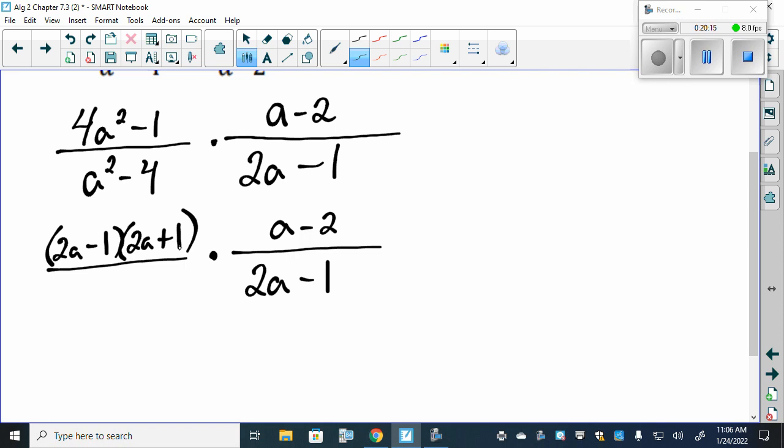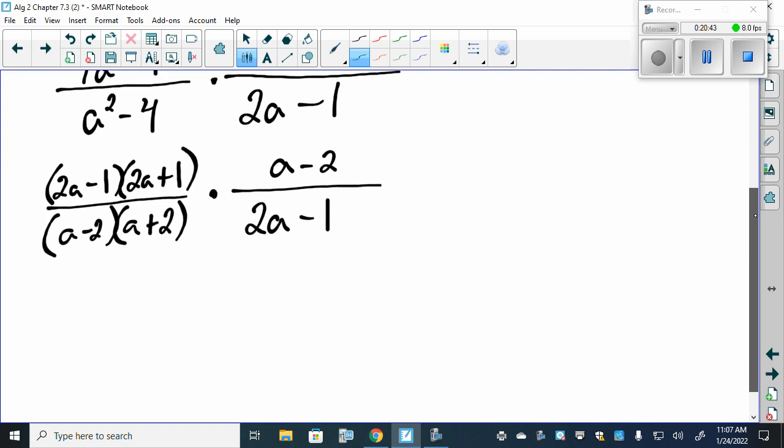And now we can look at the denominator, a squared minus 4. Well, a squared minus 4 is a difference of perfect squares. A minus 2 times a plus 2, or we could have had it done the other way around, a plus 2 times a minus 2, because the order of how we place those two really doesn't matter as long as we have both.